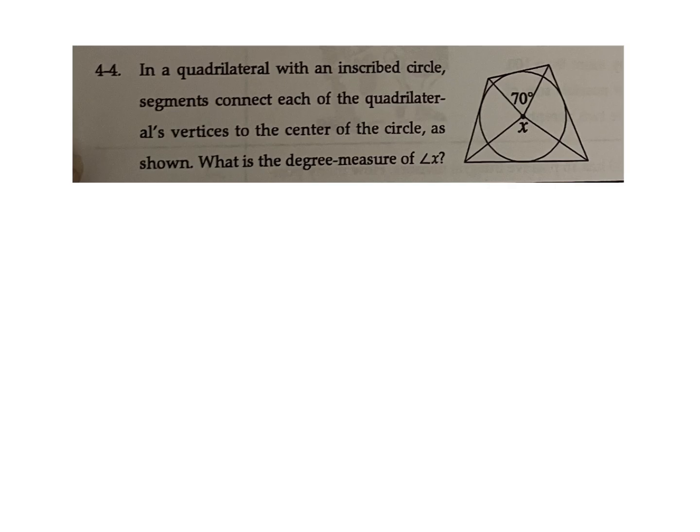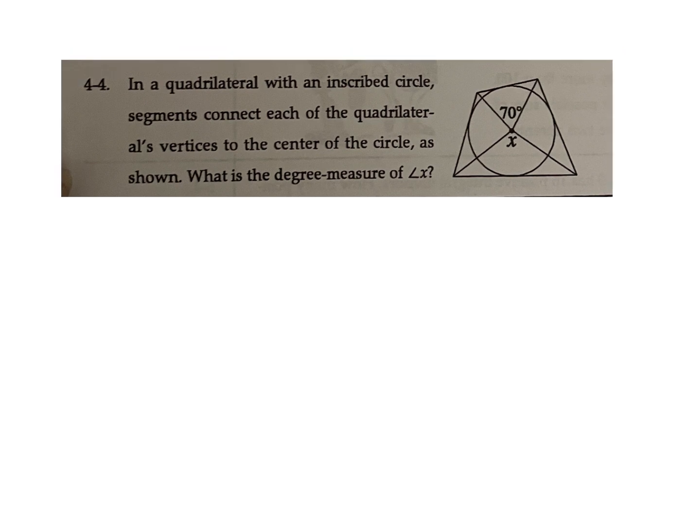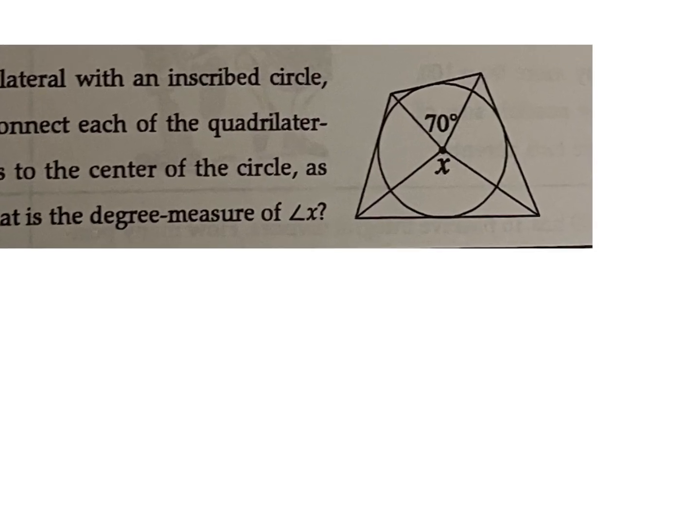In a quadrilateral with an inscribed circle, segments connect each of the quadrilateral's vertices to the center of the circle as shown. What is the degree measure of angle X? All right, well, let's see here. I'm going to have to divide these. And how do I do that?